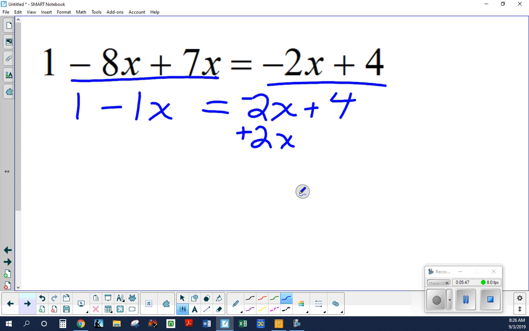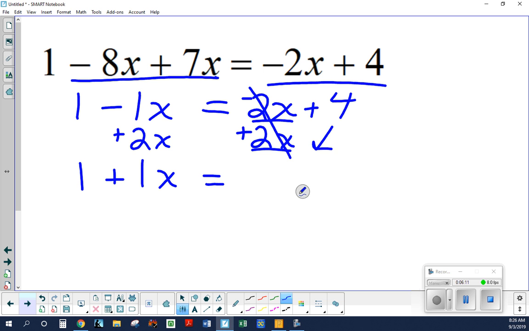So if I wanted to cancel out the negative 2x on the right side, I would add 2x's to both sides. It's not adding 2 again, you're adding 2x's, because having a negative 2x's and then adding a positive 2x's will cancel out. Then what I have on the left side is 1. Negative 1 plus 2 is positive 1x. Again, putting the 1 is optional. These 2x's have canceled out. The only thing left is a positive 4 on the right side.